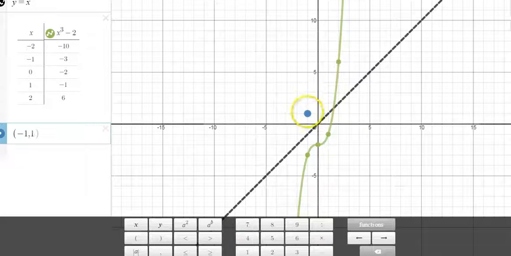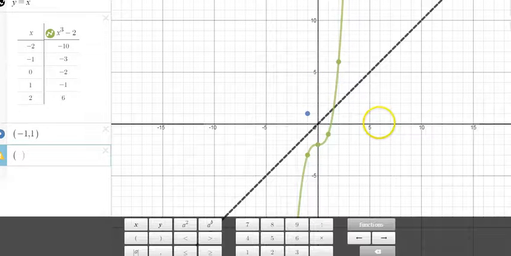Right? And look what happened. There it is. And then I'm going to plot another one. Let's go with, well, what should happen here? So this is the point 2, 6. So I expect to get 6, 2. 6, 2. So I expect to get this point over here.